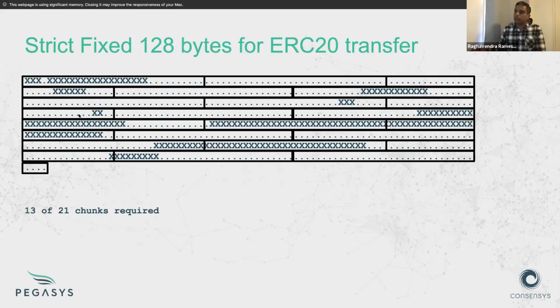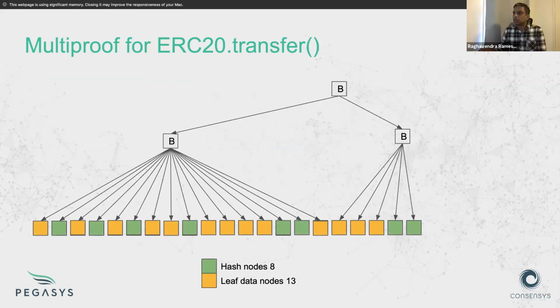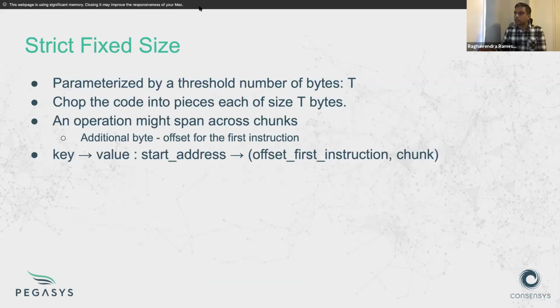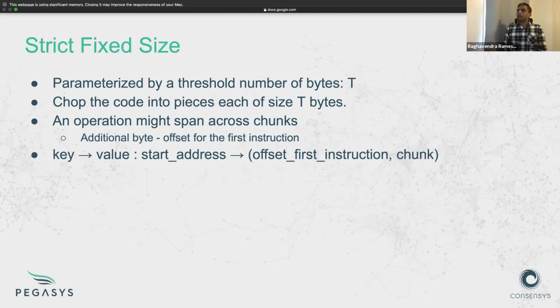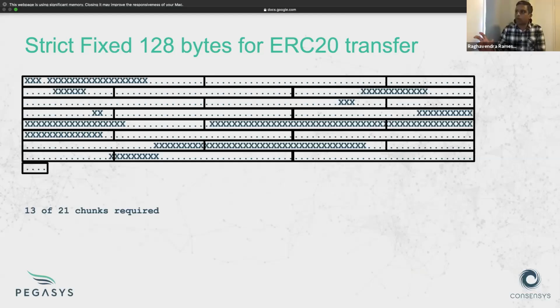As Peter showed, the X represents the executed bytecodes for the transfer function, and if we chop the code with 128 bytes as each chunk size, then we'll have this picture. Essentially, we have 21 chunks, and the transfer function utilizes only 13 of them. It's pertinent to see that we'll have to include many unneeded bytecodes, in fact.